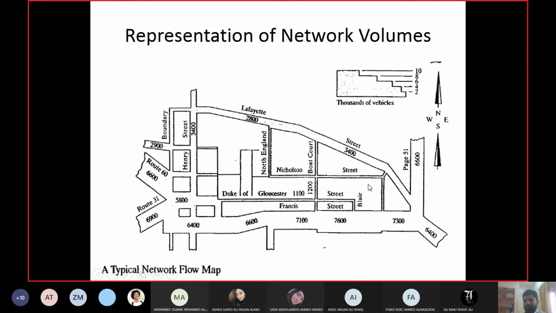Okay, so this segment has the highest width because it has the highest volume. Actually, its width may be equal to the other segments, but in the network flow map, it will show wider because it has more volume. Similarly, the width of this street, which has a volume of 1100 vehicles per hour, will be the narrowest, the least, because it has the least volume. Again, its actual width may be similar or equal to the other segments as well, but because it has less volume, its width is also less.